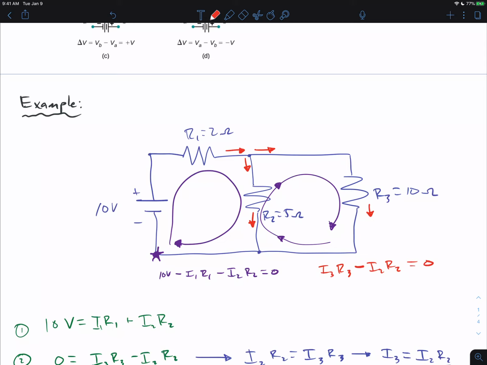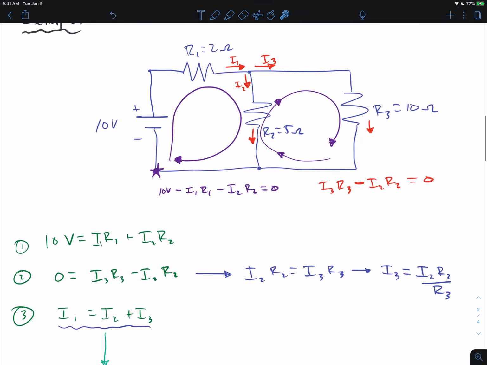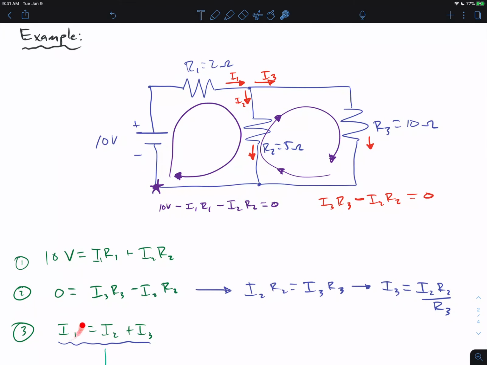And then the third one here, I can use that I have a junction right here, so I can take advantage of this. And I can say that my I1 is what's going in, and I want to have I2 going towards resistor 2 and I3 going towards resistor 3. So this junction right here, I can describe with the junction rule, so that I1, whatever's going in, is equal to whatever's coming out, which is I2 plus I3.